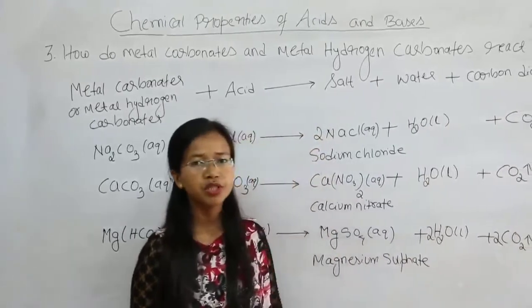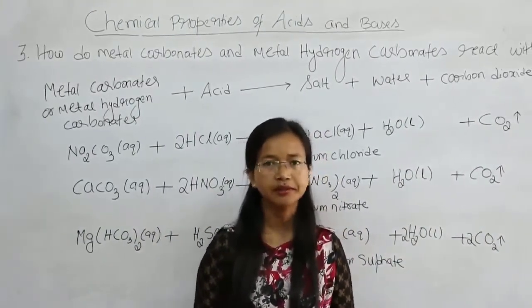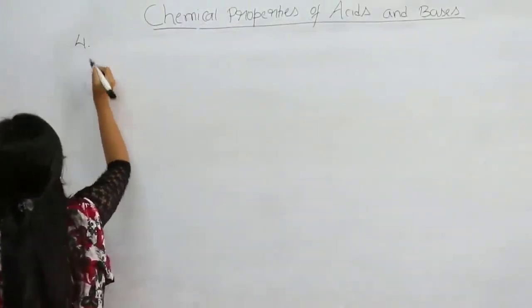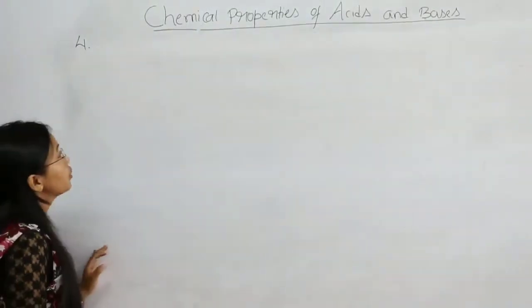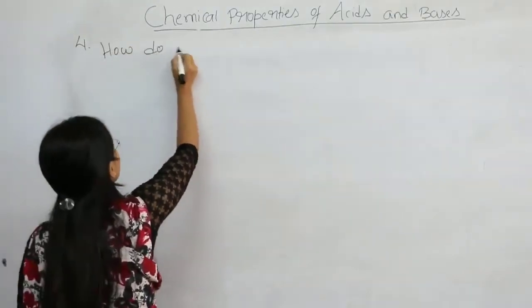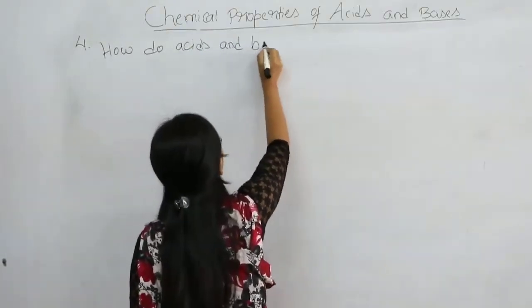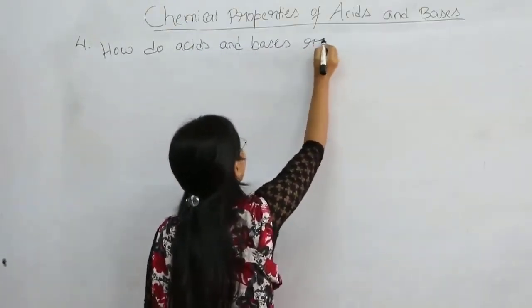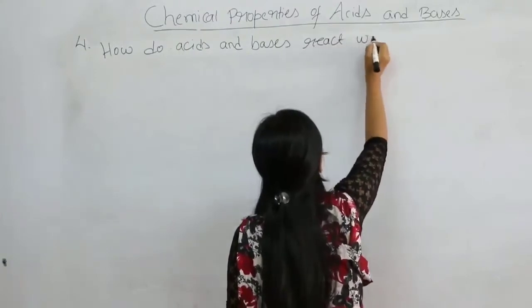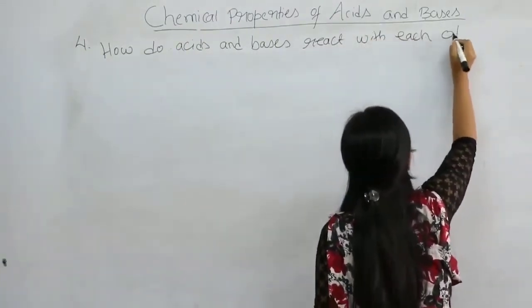The last property is how do acids and bases react with each other. Alright, the fourth property is how do acids and bases react with each other.